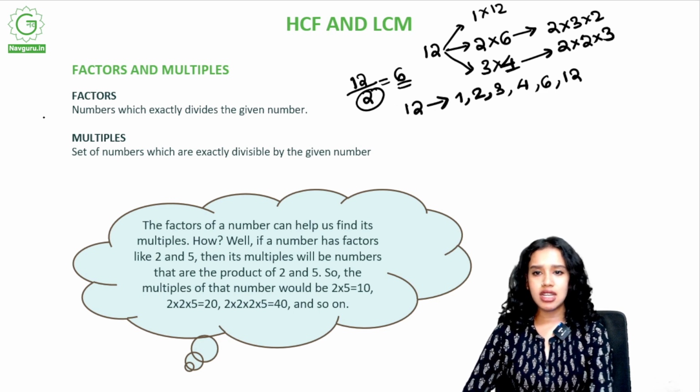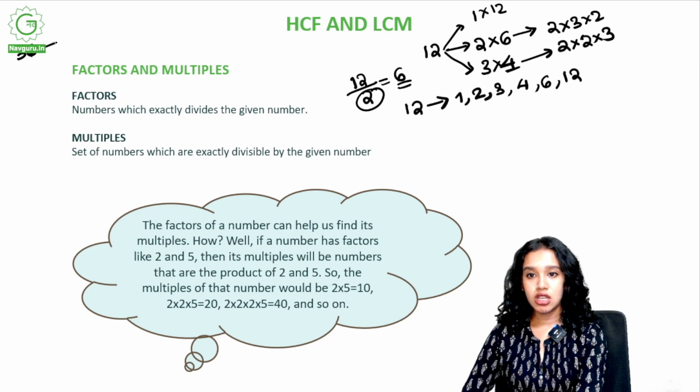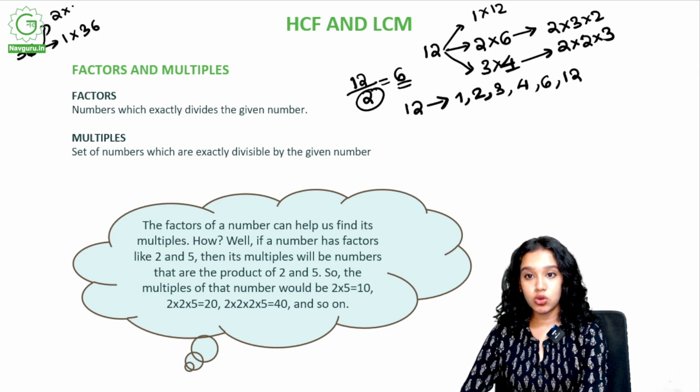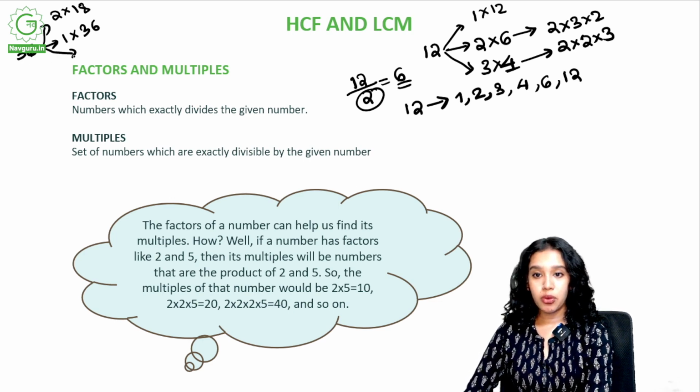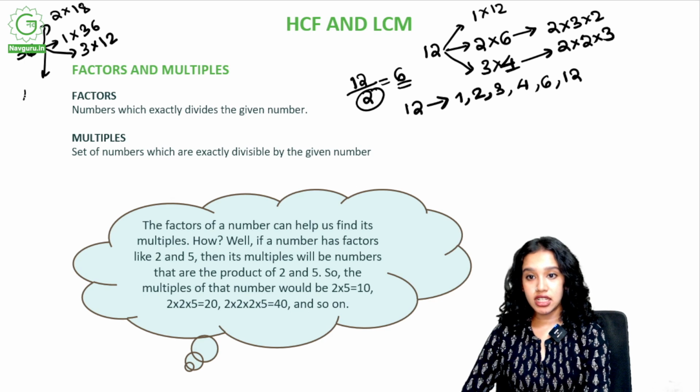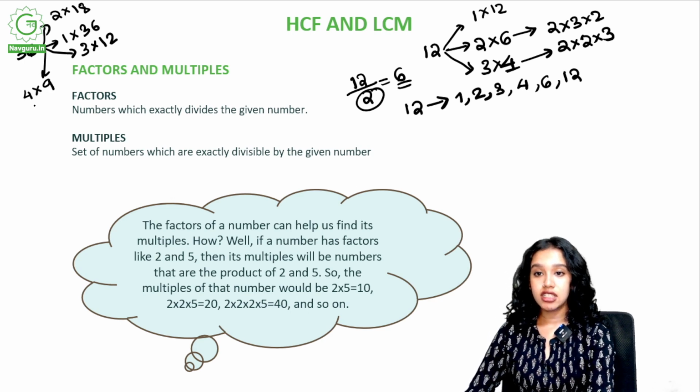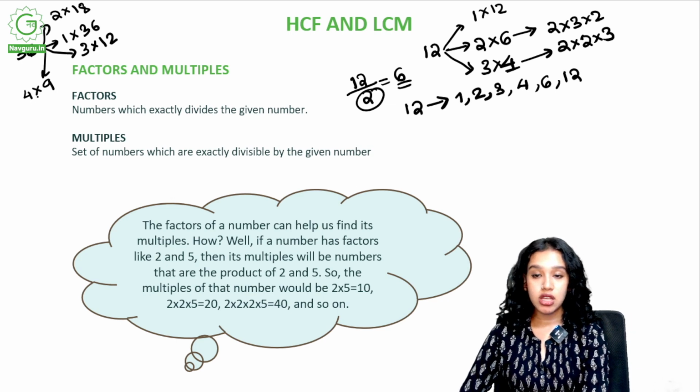So these are factors. Let's take another example. Let's say this is the number 36. What are the factors of 36? We could write 36 as 1 into 36, or 2 into 18. Now we could write it as 3 into 12, or as 4 into 9. These are a few examples of factors. So factors of 36 could be written as 1, 2, 3, 4, 9, 12, 18 and 36.